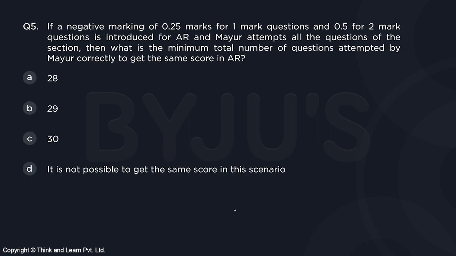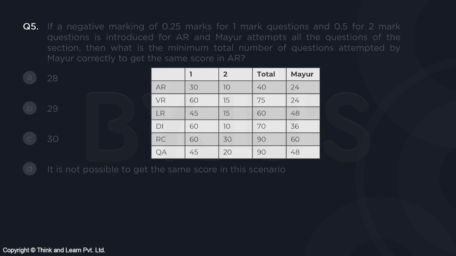And lastly, if a negative marking of 0.25 marks for 1 mark questions and 0.5 marks for 2 mark questions is introduced for AR, and Mayur attempts all the questions of the section, what is the minimum total number of questions attempted by Mayur correctly to get the same score in AR? So let's have a look at the table first. So here is the table with us. He is talking about AR, and now he has attempted all questions.